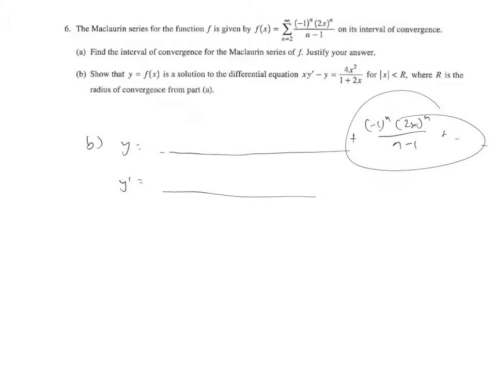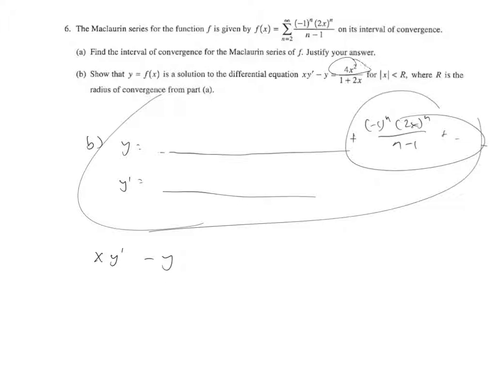And then what you're going to have to do is plug this stuff that you have here and here in. You're going to have x times y prime, so what you have for y prime here is going to go into that spot. And then minus y, so what you have for y up here is going in this spot. And you're going to want to simplify that. Key thing: note what the numerator is right here.